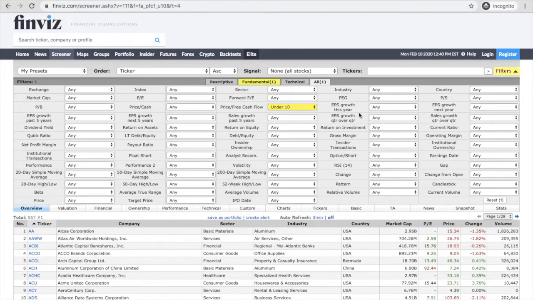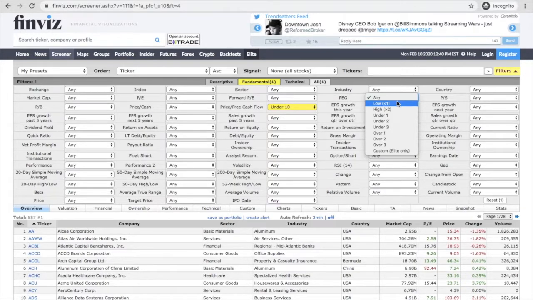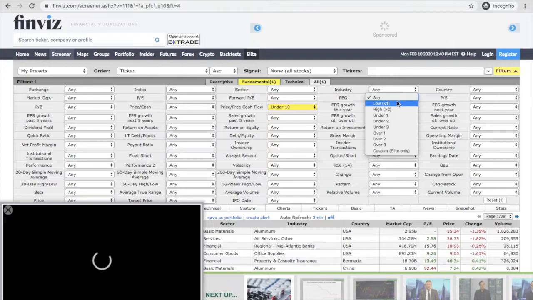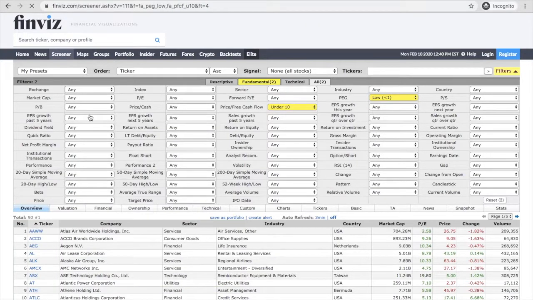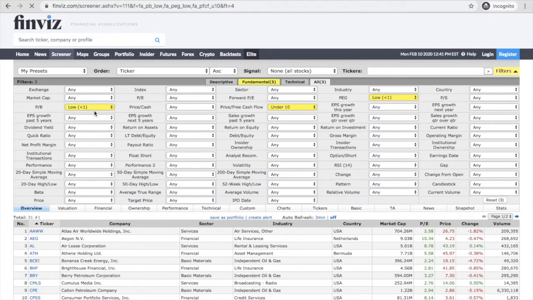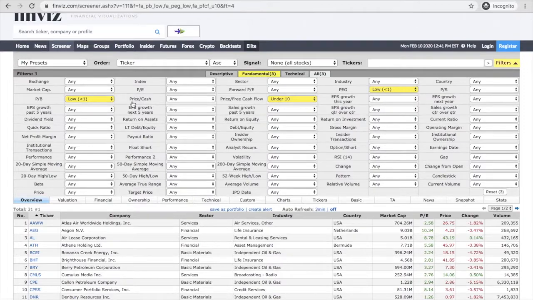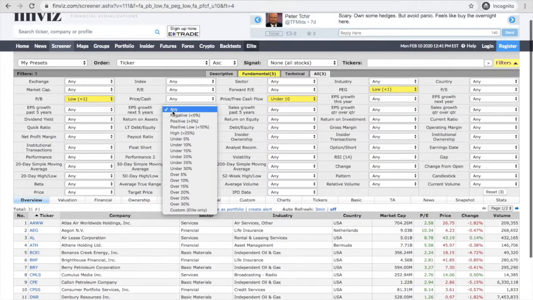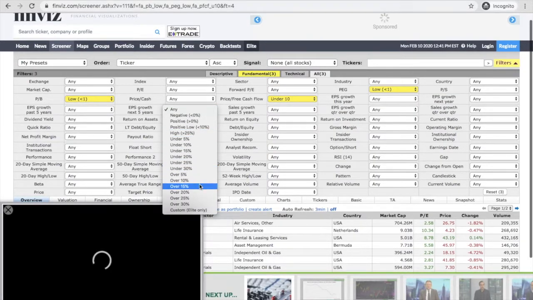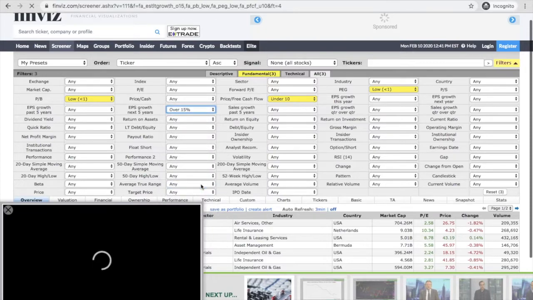We can do the PEG ratio. I made a video on the PEG ratio. I find it very useful. I'll put a link to it in the description. So for PEG ratio, we can do under 1. And price to book, we can do under 1. And then earnings per share growth next 5 years, we can do over 15%.